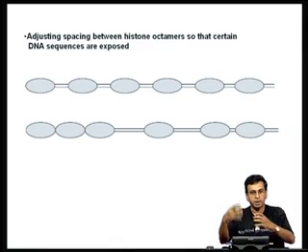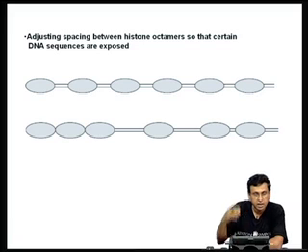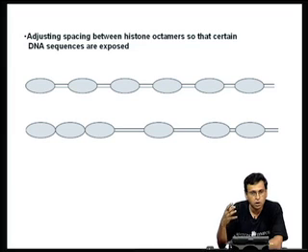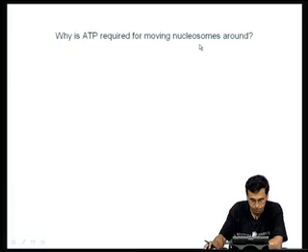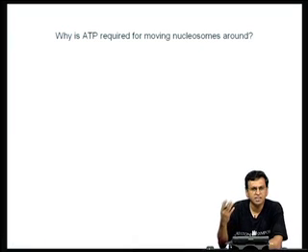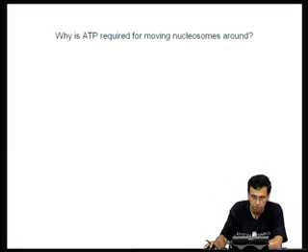So, there are a number of mechanisms by which the nucleosome positions can be altered in an ATP dependent manner by certain protein complexes, and these are known as chromatin remodeling machines. So, what we are going to discuss today is what these chromatin remodeling machines are and how they influence gene regulation. Now, the question we are asking is why do you need ATP for moving these nucleosomes around, either for sliding nucleosomes or for displacing nucleosomes? Why do you require ATP?